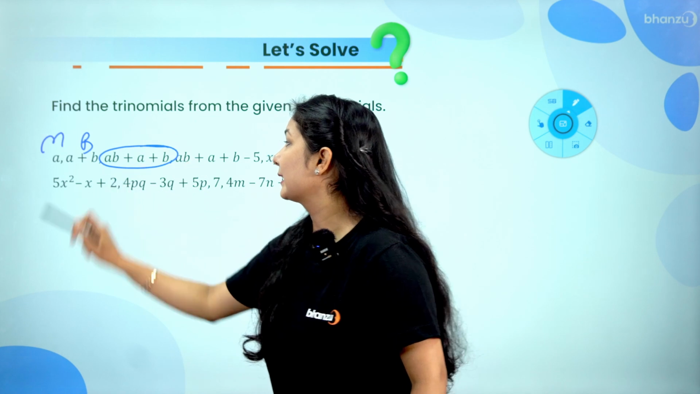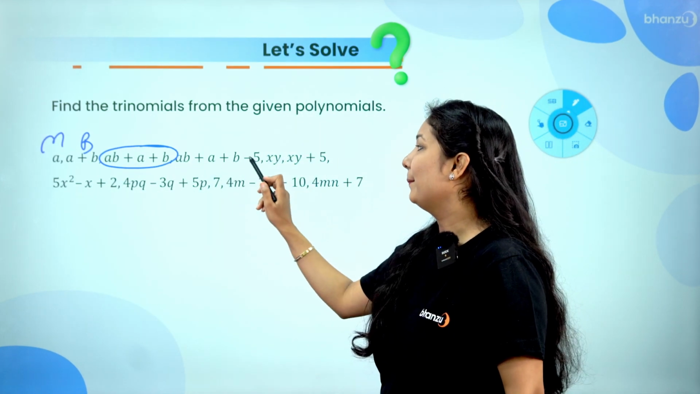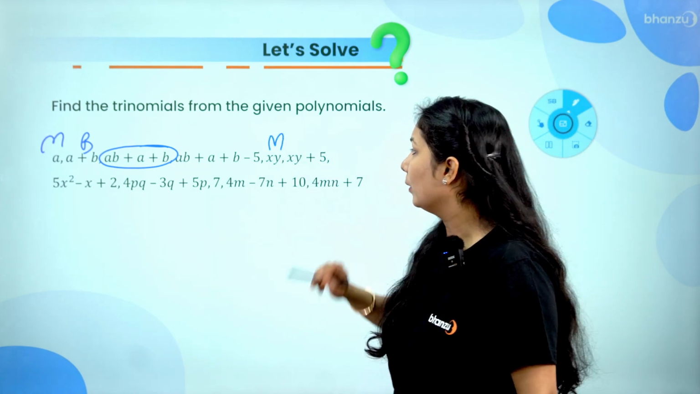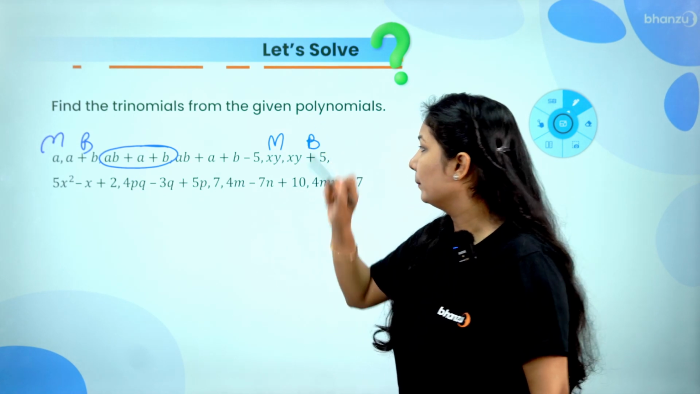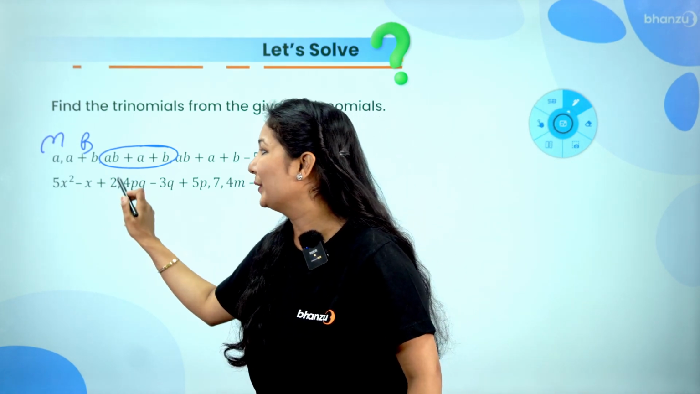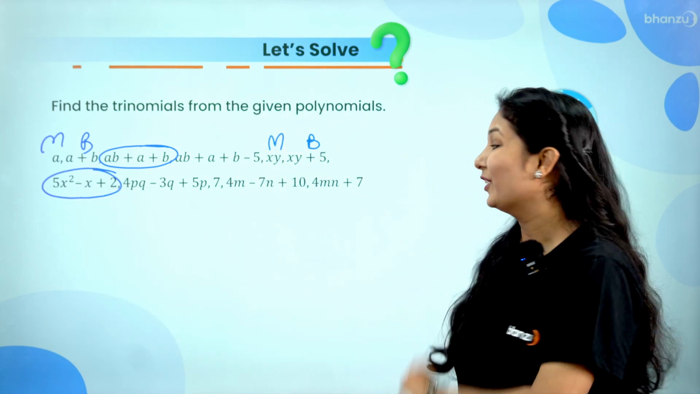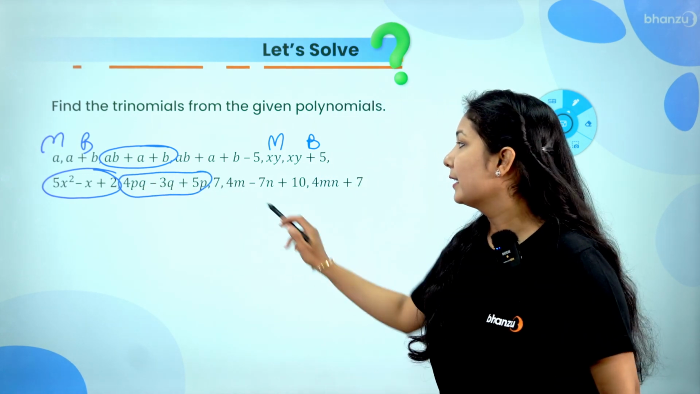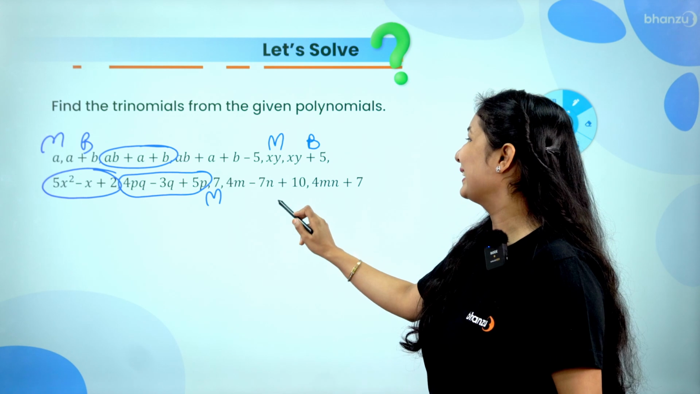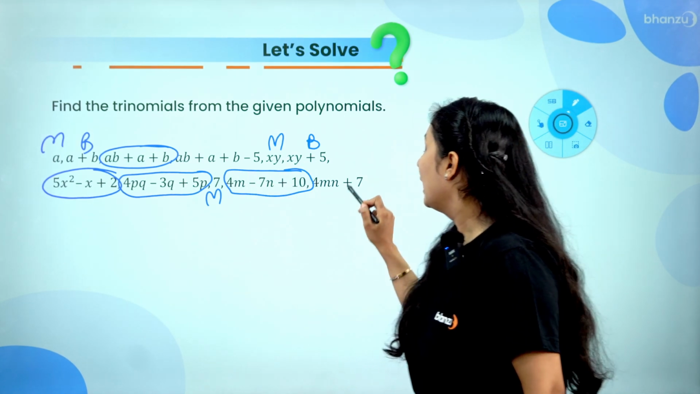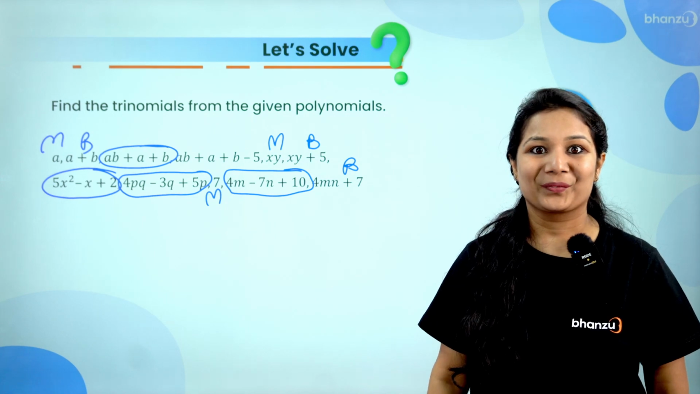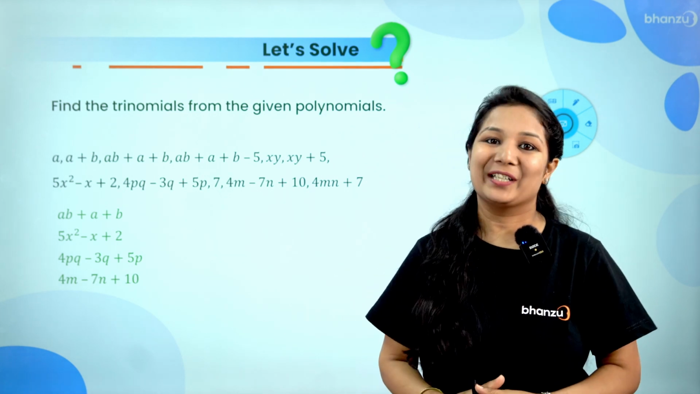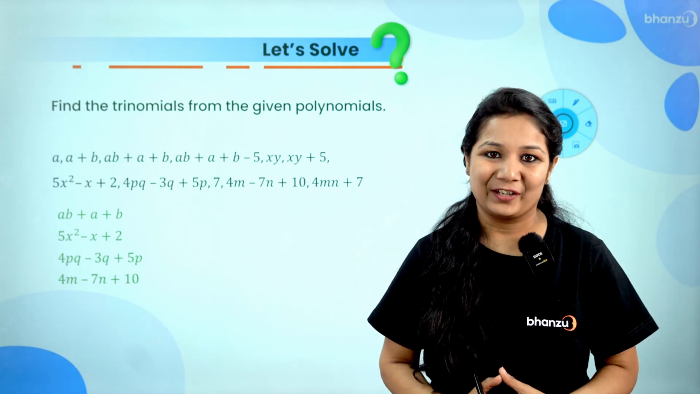AB plus A plus B, yes, it's a trinomial. AB plus A plus B minus 5, no, it's more than three terms. XY was a monomial. XY plus 5 was a binomial. 5x square minus x plus 2, yes, it's a trinomial with three terms. 4pq minus 3q plus 5p, yes, with three terms. 7 was a monomial. 5m minus 7n plus 10 is again a trinomial and this was your binomial, right? So wherever we have found three terms, they are the trinomials in this particular question. In any question you can find it out.